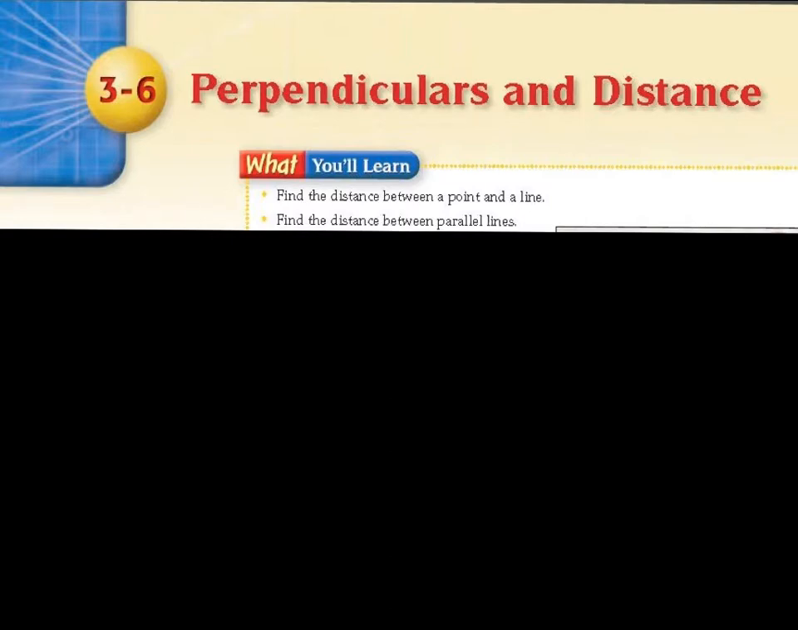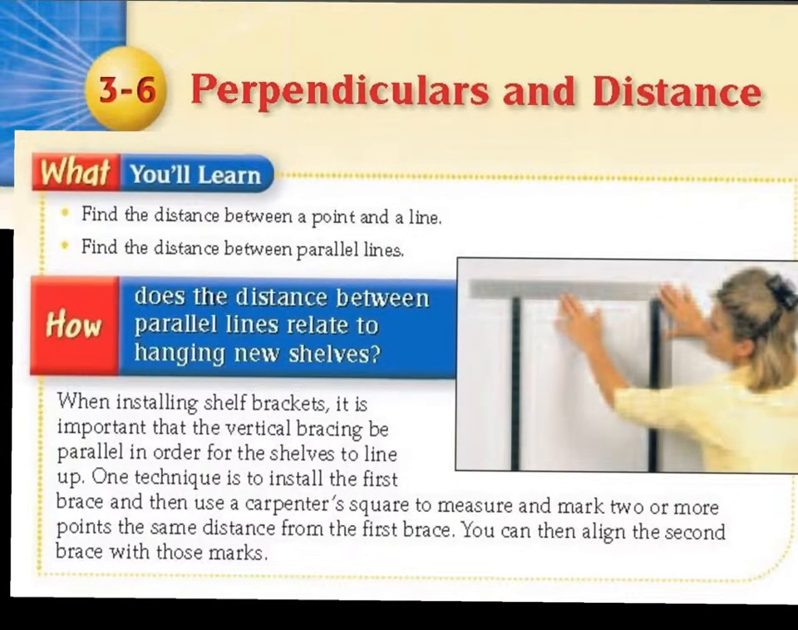In this lesson, you'll learn to find the distance between a point and a line and find the distance between parallel lines. How does the distance between parallel lines relate to hanging new shelves? When installing shelf brackets, it is important that the vertical bracing be parallel in order for the shelves to line up. One technique is to install the first brace and then use a carpenter's square to measure and mark two or more points the same distance from the first brace. You can then align the second brace with those marks.